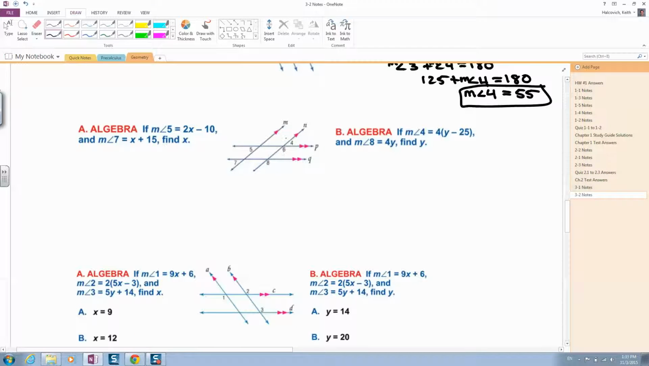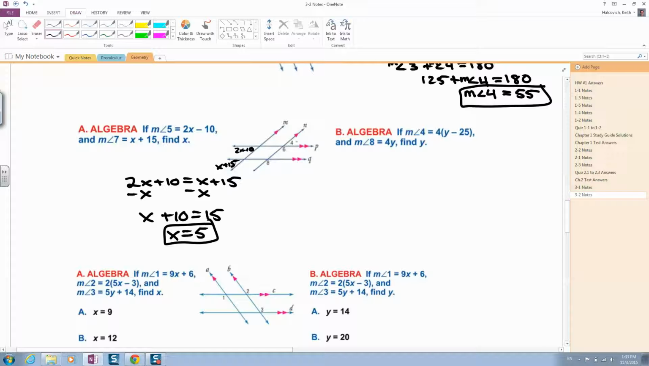So then here, angle 5 is 2x plus 10. Angle 7 is x plus 15. They are corresponding, so they're equal. So 2x plus 10 equals x plus 15. So I get x plus 10 equals 15, x equals 5.